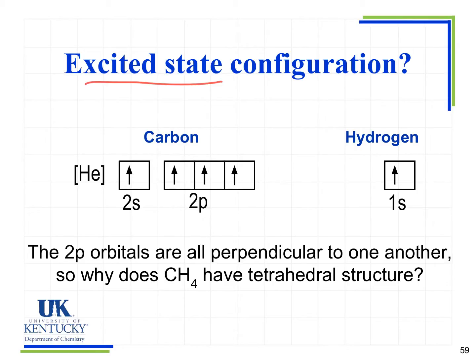This would explain why we get CH4: we get 1, 2, 3, 4 unpaired electrons, and we could form these bonds. The next problem is that we have these 2p orbitals, which are all perpendicular to one another on the x, y, and z axes. When we look at a tetrahedral molecule like methane, CH4, we don't see 90-degree angles. We see angles of 109.5. So while this model explains the number of bonds, it doesn't explain the geometry of the molecule.